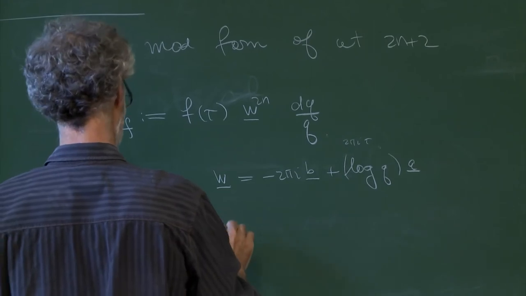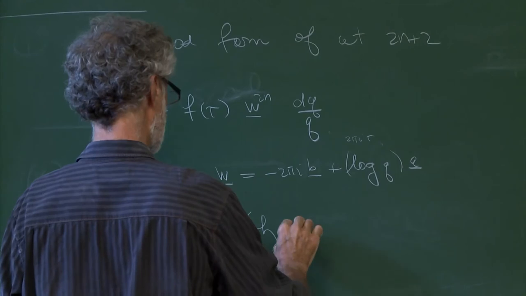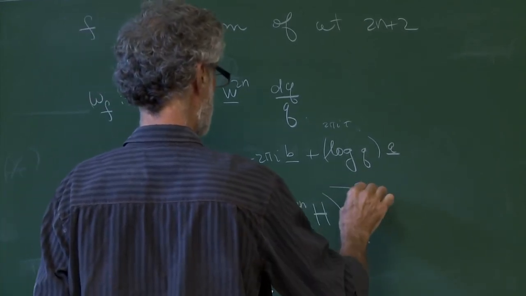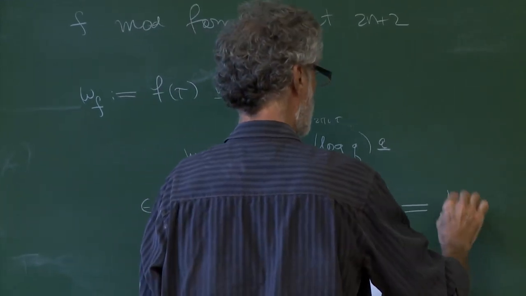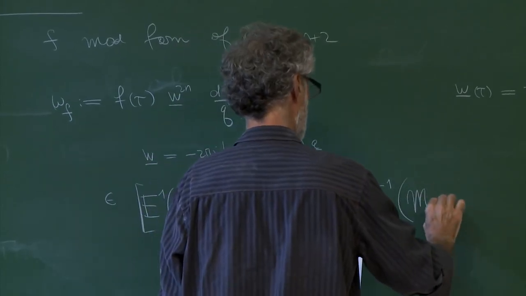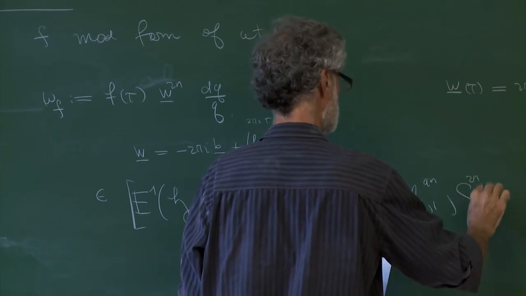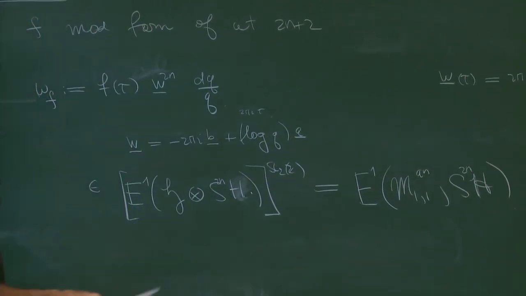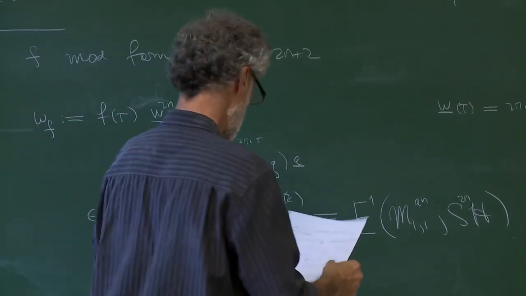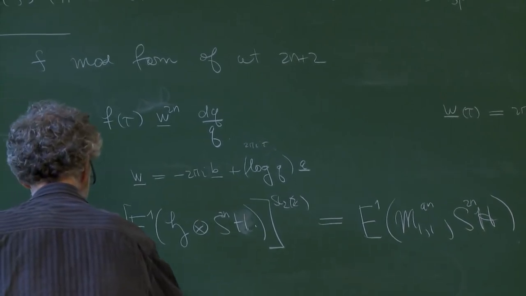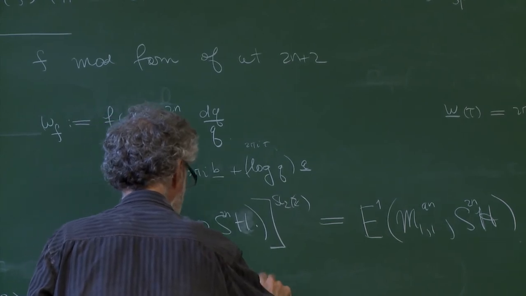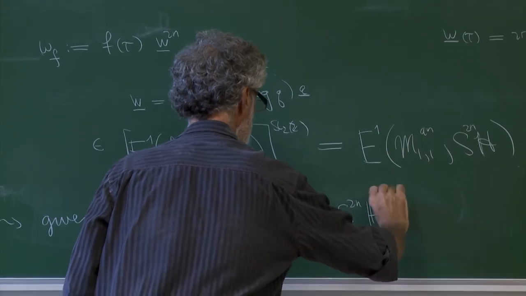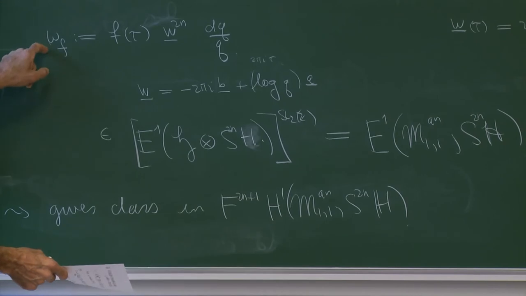And this guy is a one form on the upper half plane with coefficients in S_2n H, and it's SL2(Z) invariant. But that's the same thing in this orbifold world as a one form on M11 analytic with coefficients in S_2n. And this gives you a class in F^(2n+1) H1 of M11 analytic. So that explains these things here, and the other classes are the complex conjugates of these.